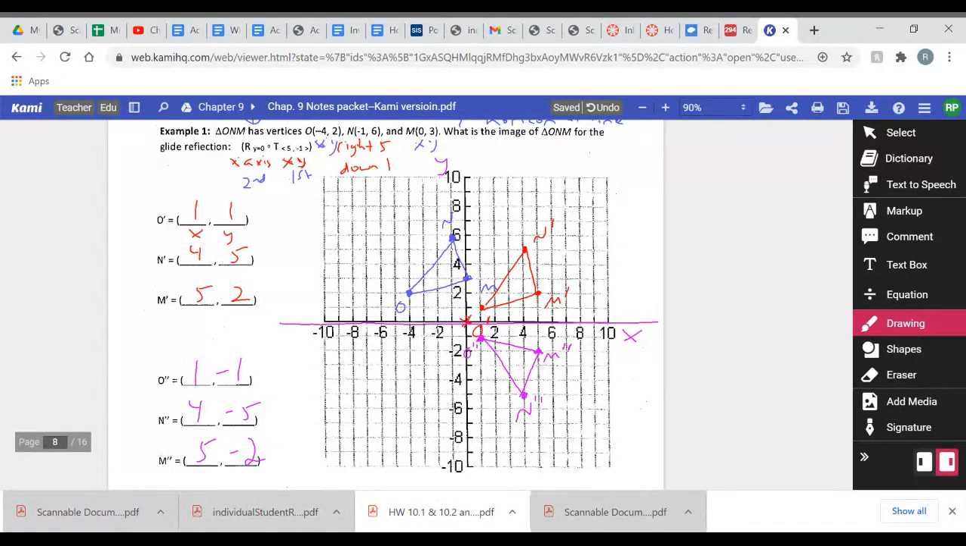Okay, and that is it for section 9495, composition of isometries. At this point, we'll do some more practice with that, and you can let me know if you have any questions. Thanks.